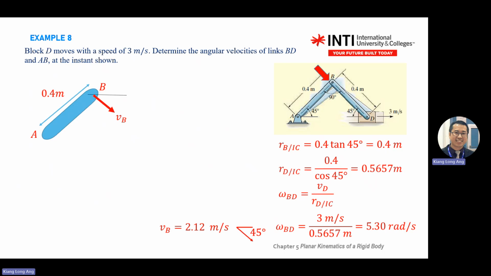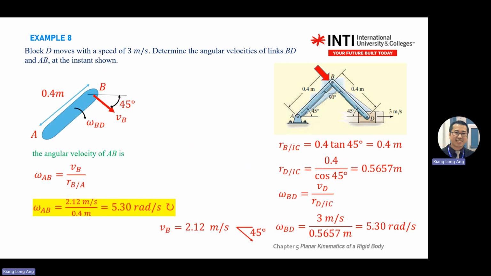So what about AB? Still the same process. You find where your IC is. Here, omega equals V divided by R of A stroke B. In this case, you don't need IC. You can straight away find omega. VB you have, RB stroke A you have. Substitute. The value is 5 point something, clockwise.